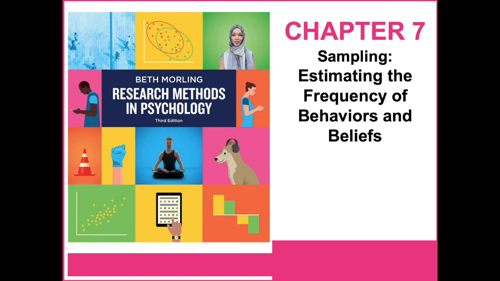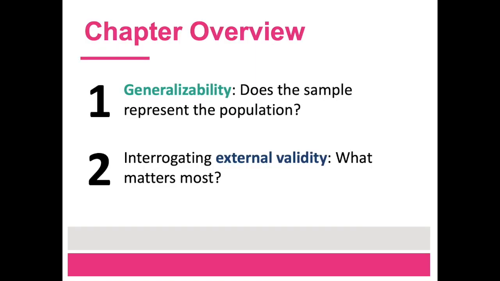So this is adding another layer to your toolbox of understanding how to perform research. In this chapter we're going to talk about two main things. First is generalizability. That asks the question, does a sample represent the population? Second thing is going to be external validity. What matters the most when we're looking at that in terms of sampling?